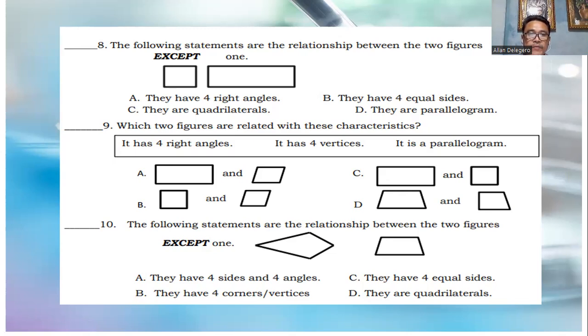Number 10, the following statements are the relationship between the 2 figures except 1. Okay, these 2 figures. A, they have 4 sides and 4 angles. B, they have 4 corners, vertices. C, they have 4 equal sides. D, they are quadrilaterals.